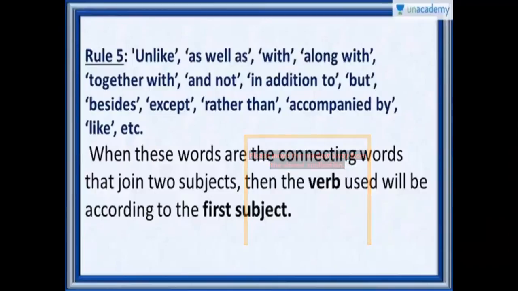Okay. He as well as his friends. Listen. He as well as his friends. Two subjects are there, no? One is he, the other one is friends. What is the middle word? As well as. So there is a word from our list. So when this is the case, what should you do? The verb should be according to the first subject. The first subject is he. Can I use "are in the party" or "is in the party"?